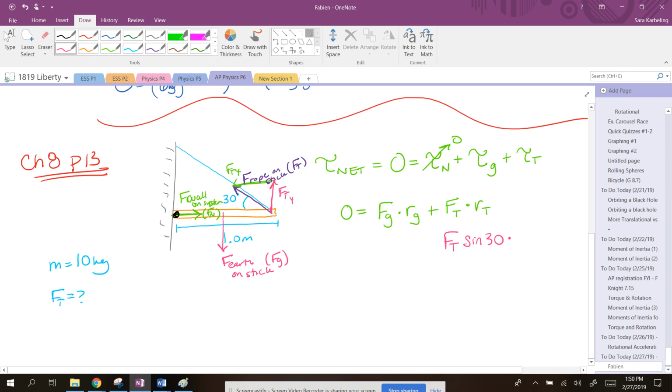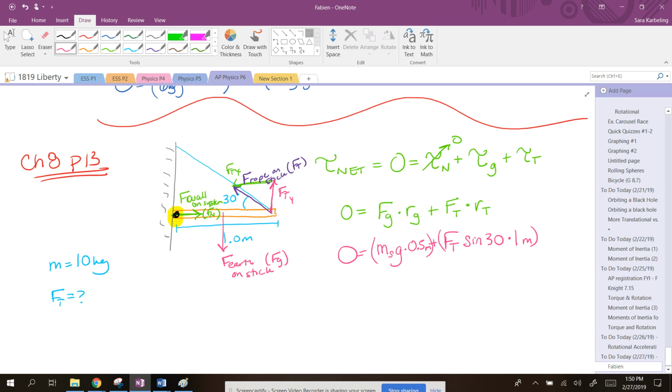How far away from the axis of rotation, noting that we put the axis of rotation right over here at the wall, how far away from the axis of rotation is that tension force being applied? 1 meter. And then we've got, I guess we can just add it in this color. Here we go. So we got the mass of the stick times the acceleration due to gravity times the radius, in this case, is 0.5 meter. Two things that I'm adding up have to equal 0. What does that mean? One of them's got to be negative.